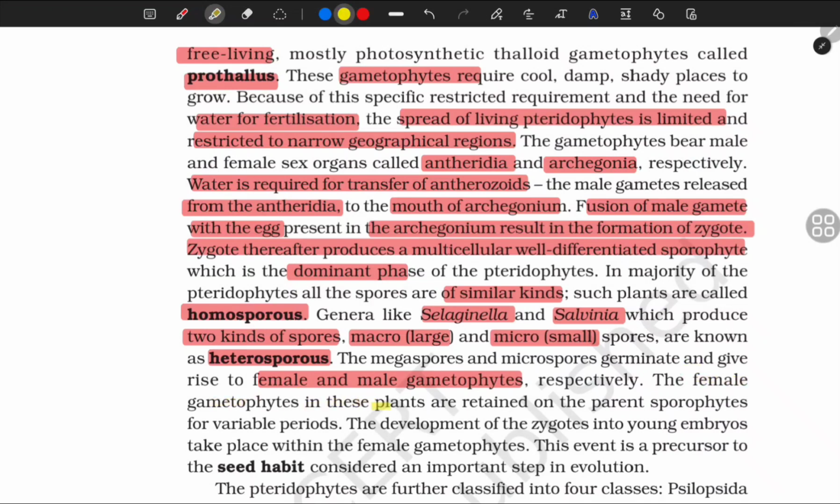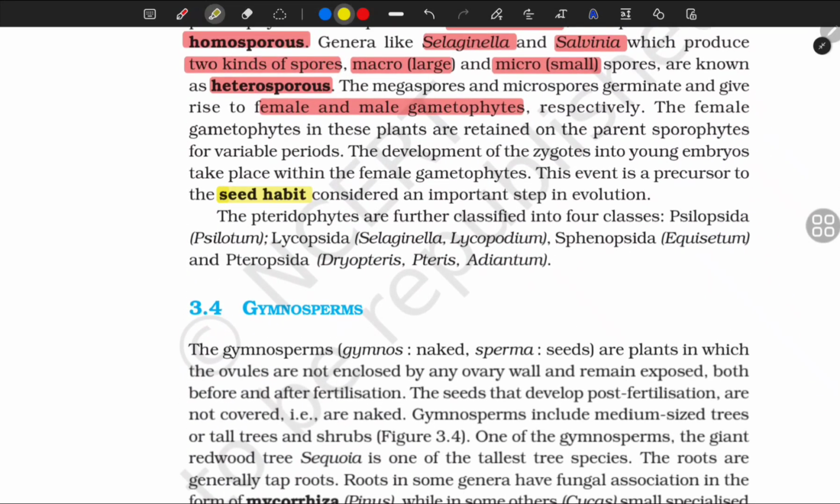The female gametophytes in these plants are retained on the parent sporophytes for variable periods. The development of the zygote into young embryos takes place within the female gametophytes. This event is a precursor to the seed habit, considered an important step in evolution. The pteridophytes are further classified into four classes: Psilopsida, Lycopsida, Sphenopsida, Pteropsida.